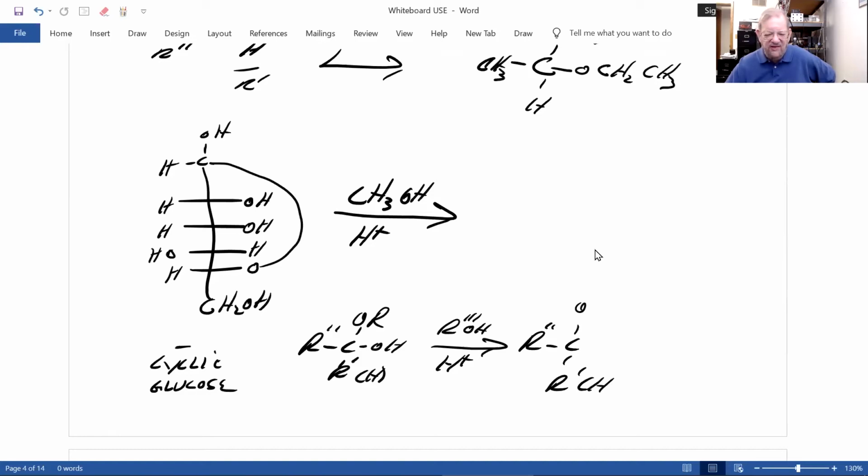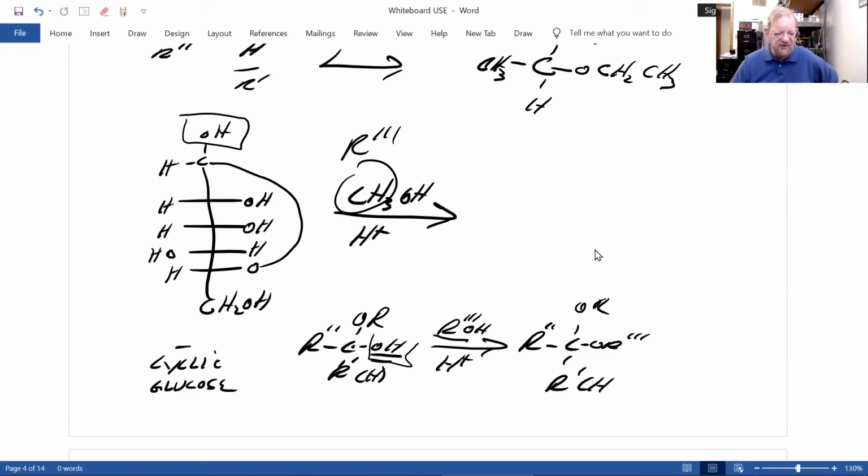What's attached to that carbon in the hemiacetal, hemiketal is still there. You replace the hydroxyl group with OR triple prime. Well, in this case, R triple prime is methyl, and the only thing you'll change is this hydroxyl group, which is this hydroxyl group. Whatever is not involved in the reaction stays the same.